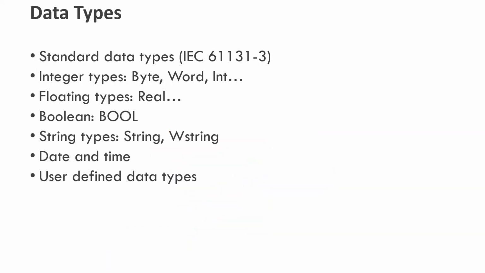Okay, let's move on. And the last question is, what are the data types that are allowed to be used in IEC 61499 function blocks? First of all, these are the usual data types of the IEC 61131 standard. For example, numeric data types for whole numbers like byte, word, integer, floating types like real, Boolean types for logical variables, string types for usual strings and byte strings, date and time types, and also user-defined data types like structures. They are also supported in IEC 61499.